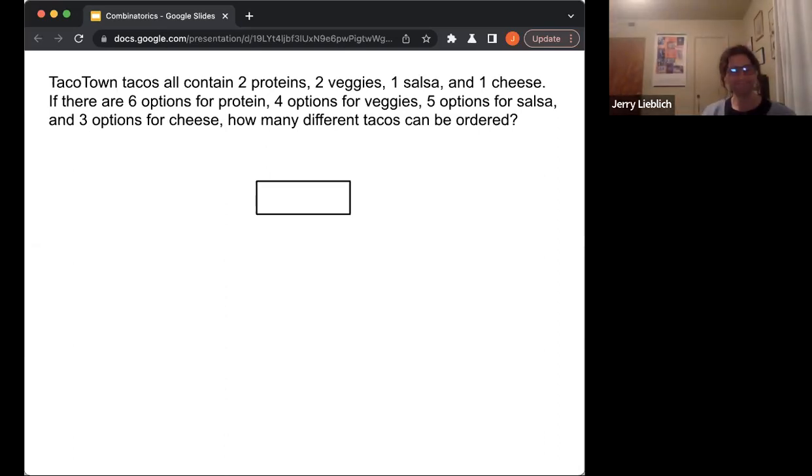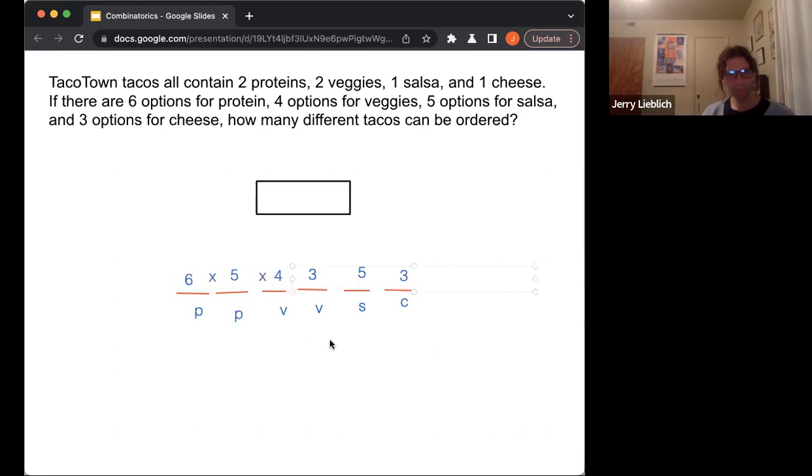Okay. So we're choosing 2 proteins, 2 veggies, 1 salsa, and 1 cheese. And now I'm going to fill in my options for these. 6 proteins, 4 veggies, 5 salsas, and 3 cheeses.